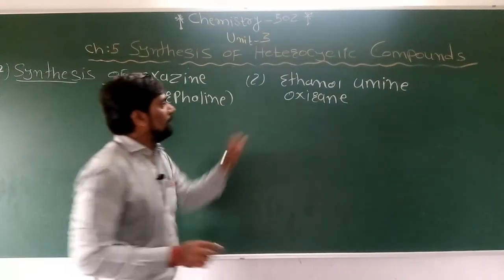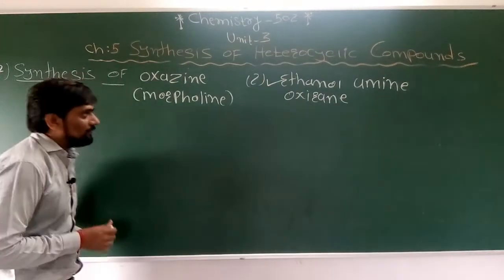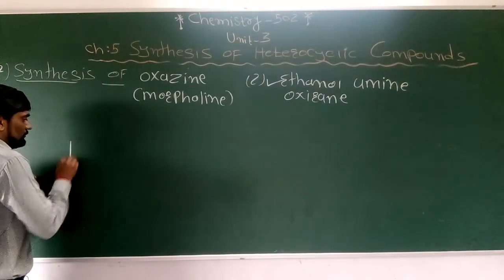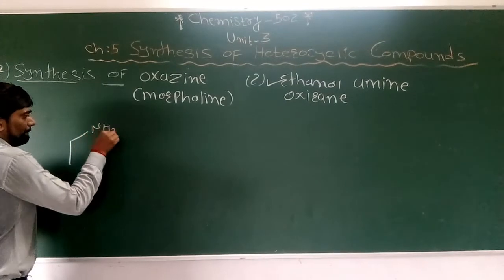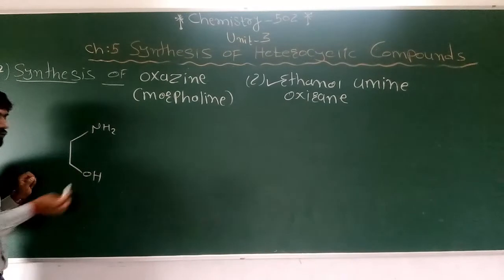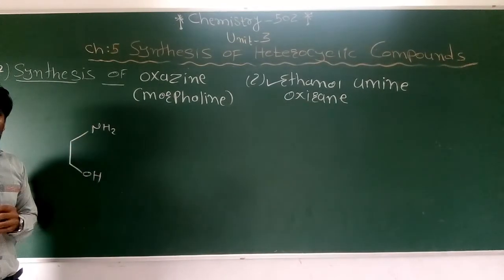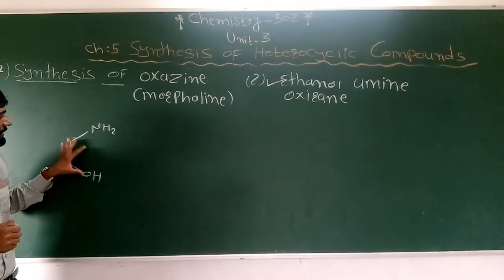So here first of all, synthesis of morpholine from ethanolamine. So first the reagent will be taken. So here NH2, here OH is there. So this compound name is CH2CH2OH. That's why this compound is ethanol. And here NH2 is there. That's why this compound name is ethanolamine.